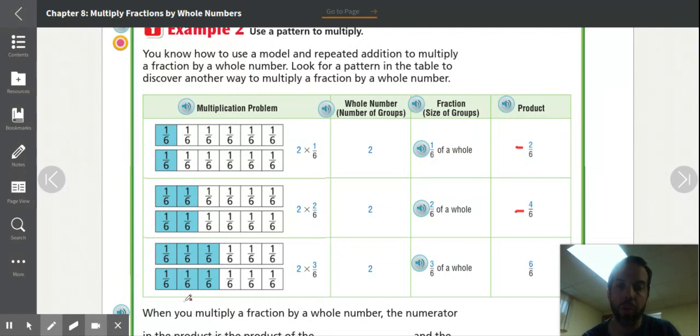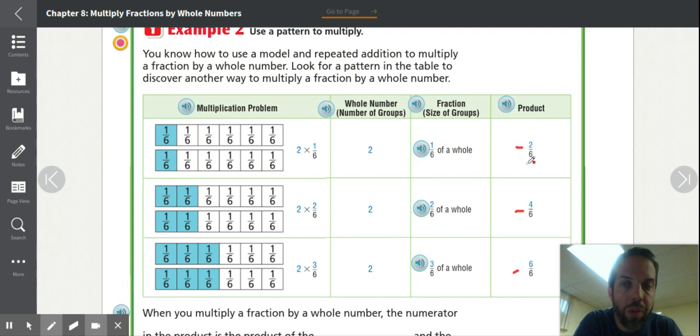Let's look at our third one. So again, I have 2 groups. That's what this is, 2 whole groups. My fraction is now 3/6. My total would now be 6/6. So if I'm looking at all 3 fractions, what pattern are we able to see in my fractions? Well, every single time my numerator is skip counting by what?